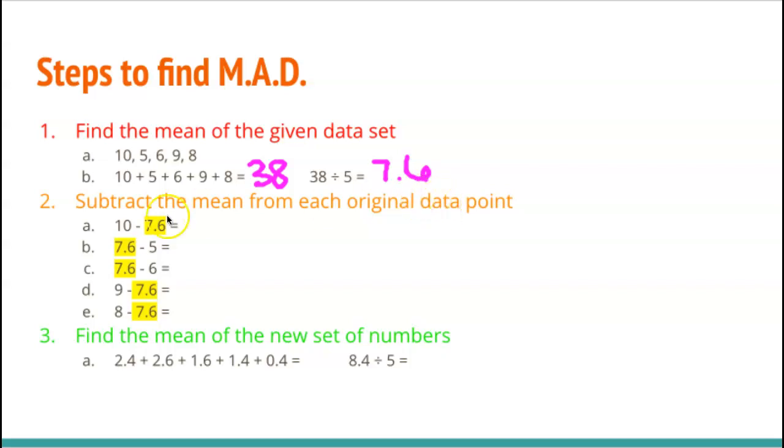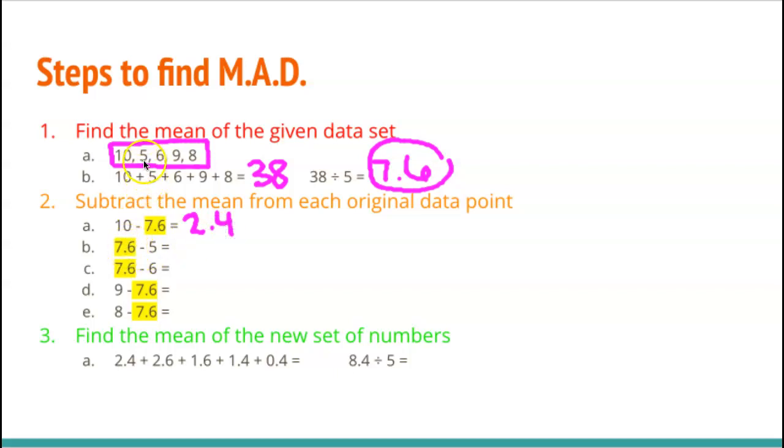Okay, so after that step, we move on to number 2, where we subtract the mean from each original data point. So here's our mean, and these are all of our original data points. For the first one, I would do 10 minus 7.6, and I always put the bigger number in front so I get positive numbers. So 10 minus 7.6 is 2.4.